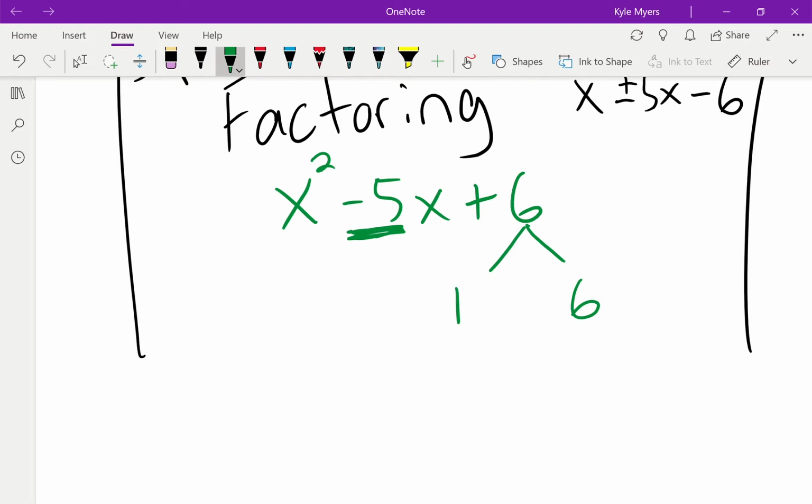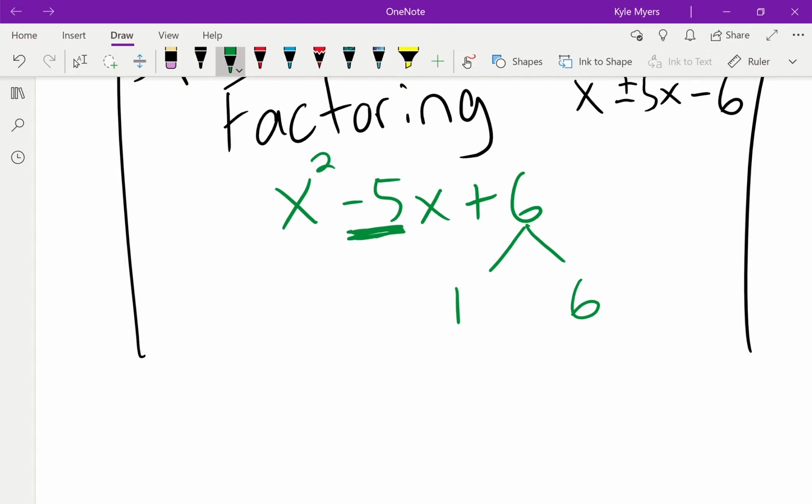So this is a really tricky one, because you would think, oh, I can just subtract 1 and 6 and get 5, and that'll work, or negative 5. But it doesn't, because I have to add. The signs have to be the same. So 1 and 6 will not work.